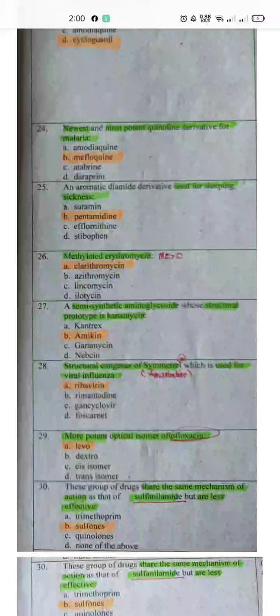So, O-levo: ofloxacin, levo, more potent optical isomer.